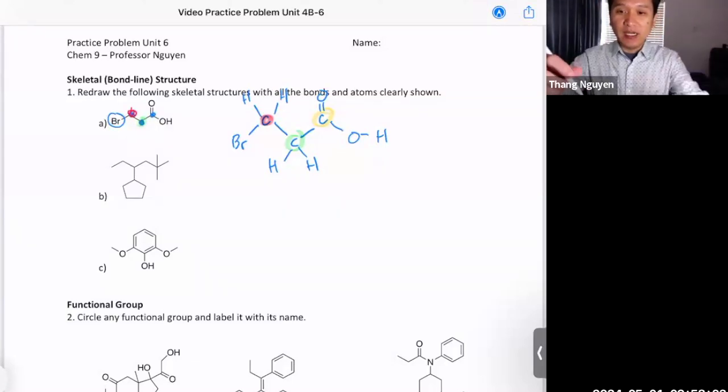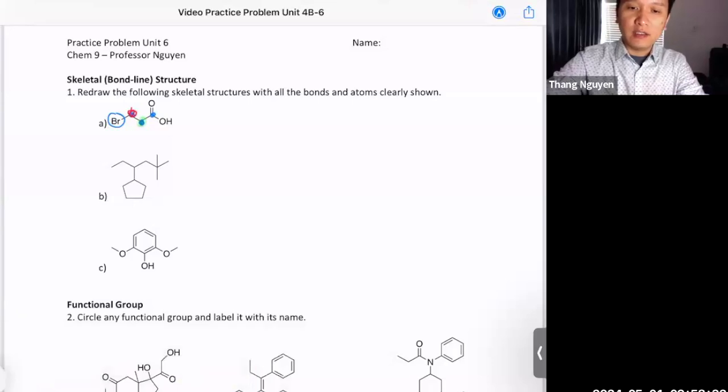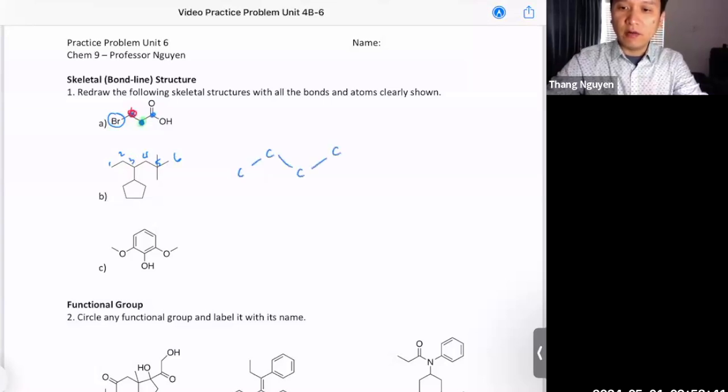Okay, let's do B now. B is a big molecule, so I'm going to need some space. I'm going to fortunately have to erase. So let's just draw all the carbons out first. Okay, so this is 1, 2, 3, 4, 5, 6 carbons.